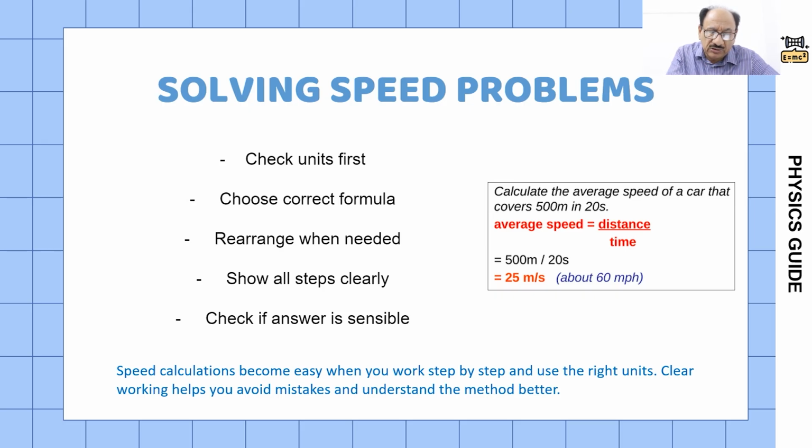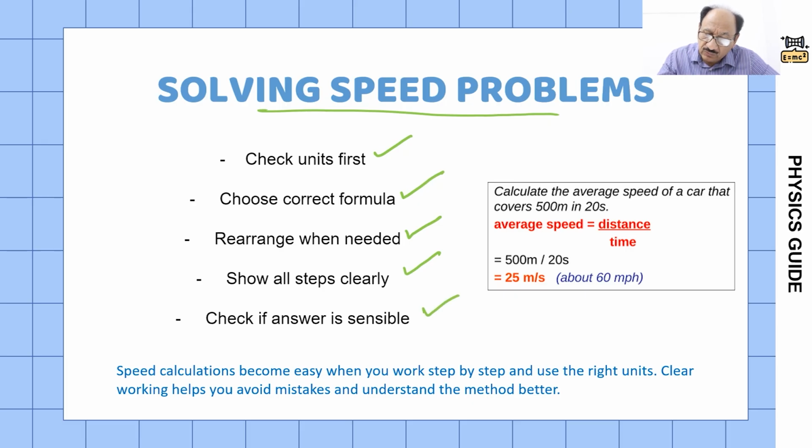Then, slowing speed problems, where brakes are applied or like that. We need to be careful while solving these problems. We'll have to check units first. Units should be similar in the formula. We'll have to use standard units, choose the correct formula, and rearrange whenever required, show all steps clearly, and check if the answer is sensible.